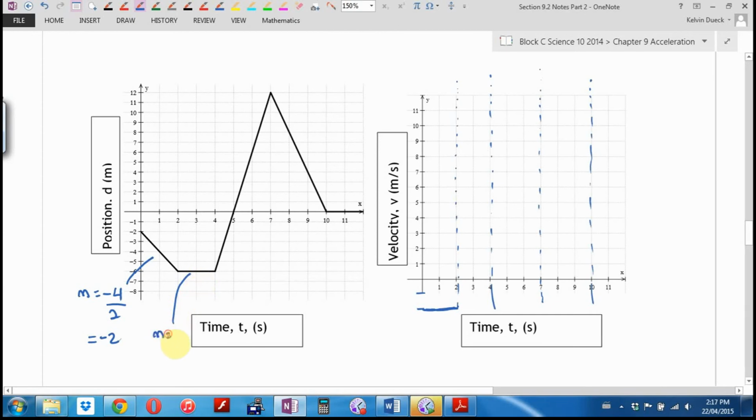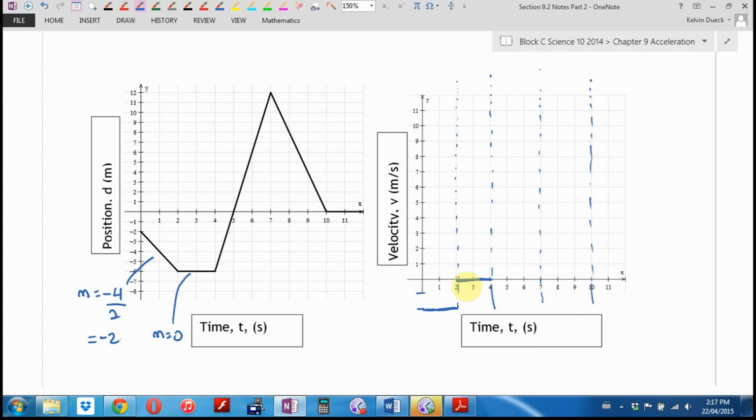What's the slope of that section there? You're at rest. 0. Little focus. I know, this is tough stuff.